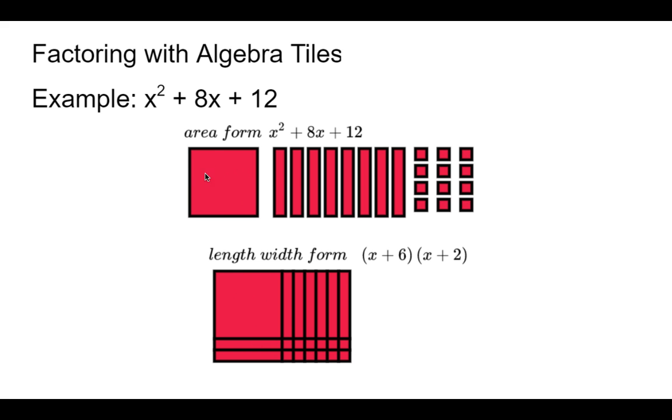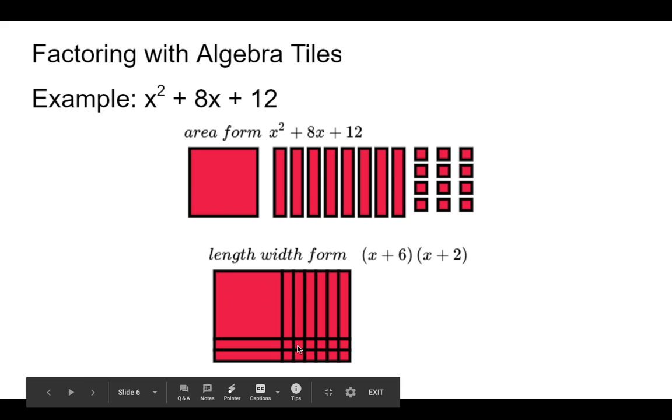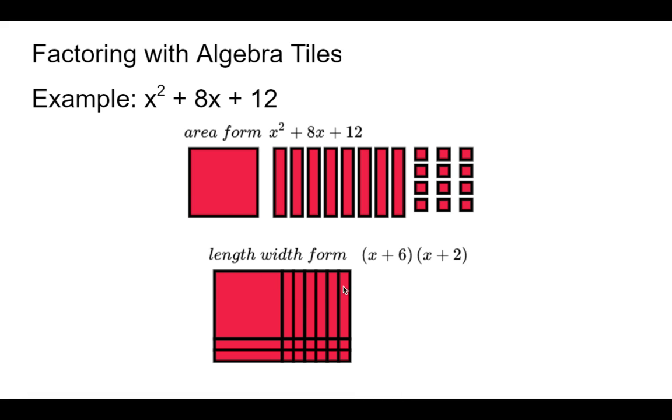So to make a rectangle out of this, you always put your x squared tile in the top left. You always put your single tiles in the bottom right, and then you line up your x tiles to make it into a rectangle. And sometimes you kind of have to play around with the layout to make it into a rectangle. And then to get your answer, you just count how many tiles you have.